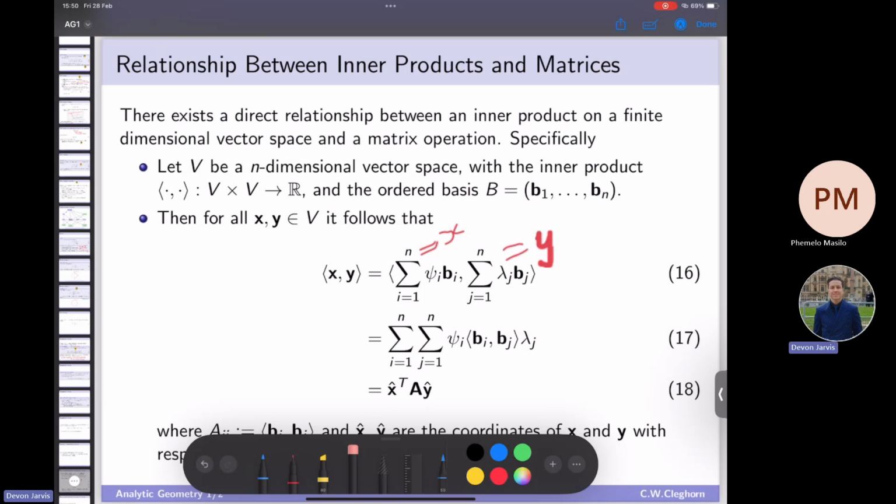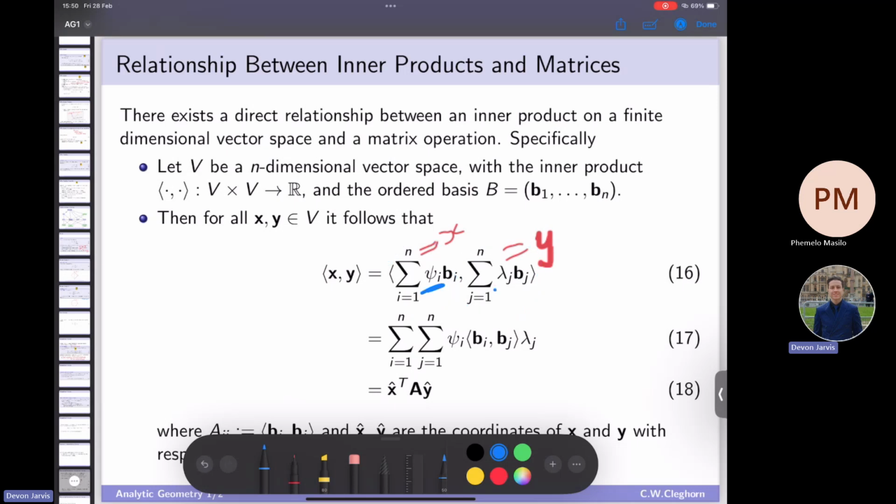There exists a direct relationship between an inner product on a finite dimensional vector space and a matrix operation. Specifically, let V be an n-dimensional vector space with the inner product defined generally there. It's going to be taking two vectors from our vector space and mapping onto the real numbers. And there is an ordered basis B. Then if we take this inner product of x, y, we have two vectors that can be written as a linear combination of our basis vectors.